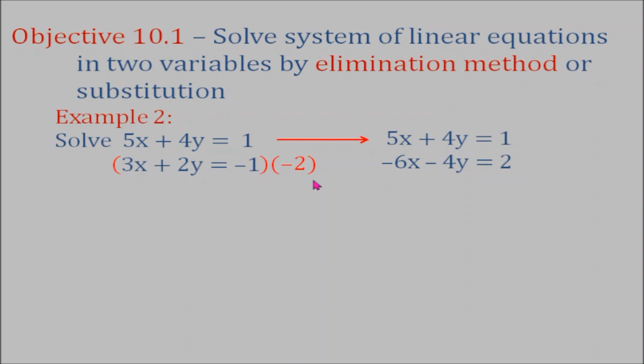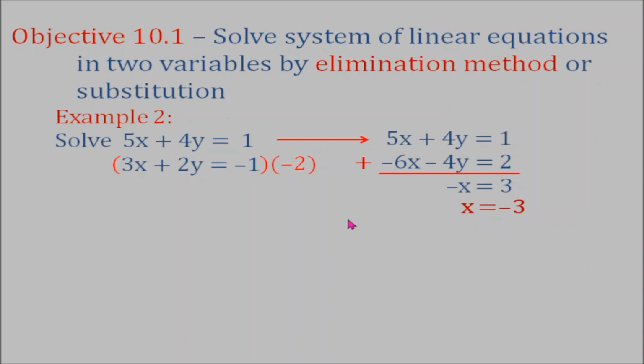Then for our second equation, -2 times 3x, that's -6x. -2 times 2y, that's -4y. -2 times -1, that's 2. So adding the two equations, 5x plus -6x, that's -x. Then 4y plus -4y, that's 0. And then 1 plus 2 is 3. So we have -x equals 3. Dividing both sides by -1, x equals -3.